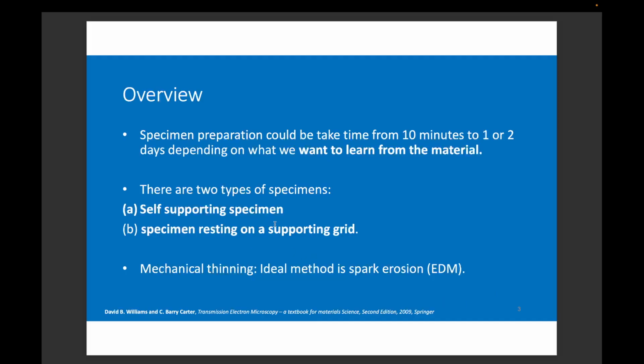One is the self-supporting specimen, that is the bulk sample that we are going to make, which contains only the specimen, and the other is the specimen resting on a supporting grid. This specimen resting on a supporting grid is generally made to view powder samples, right? So we disperse those powder samples on a copper grid coated with a carbon film. Then we put those powders, and then we see the specimen.